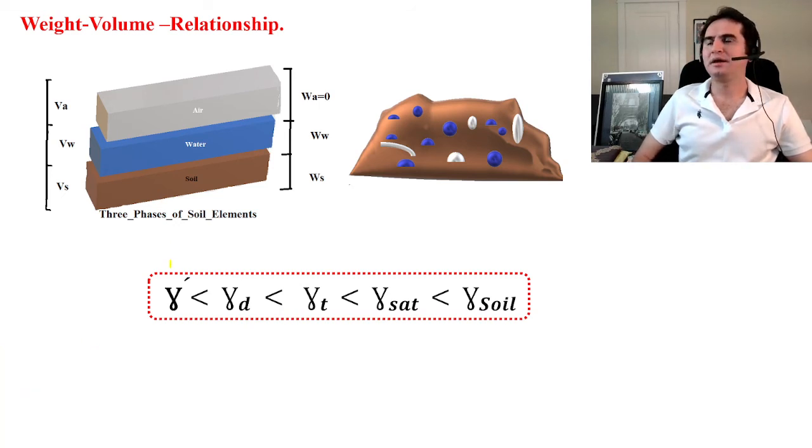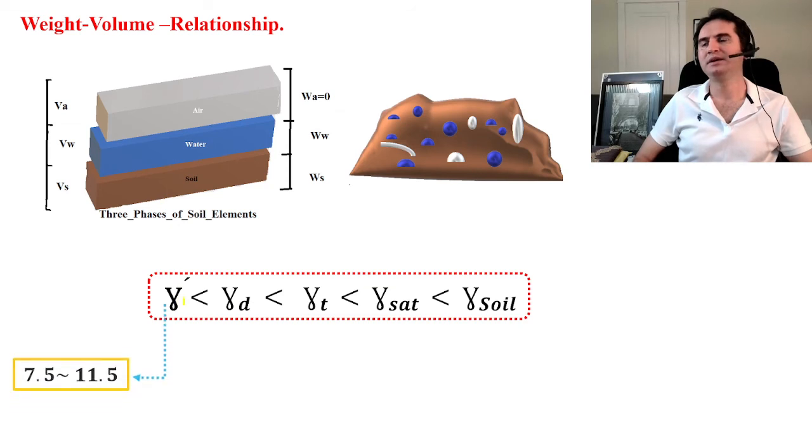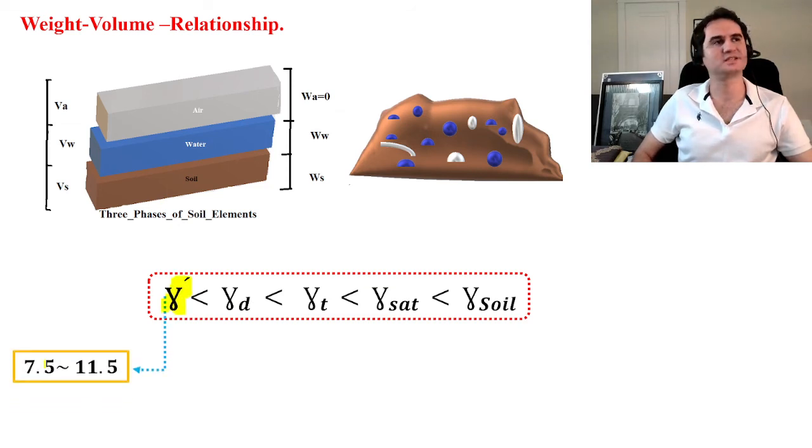Let's see a range of different gammas. To have a better understanding of them, the smallest is gamma prime, which is in the range of 7.5 up to 11.5 kN per cubic meter. That's all in SI units. Gamma prime is the smallest, and gamma soil is the largest.